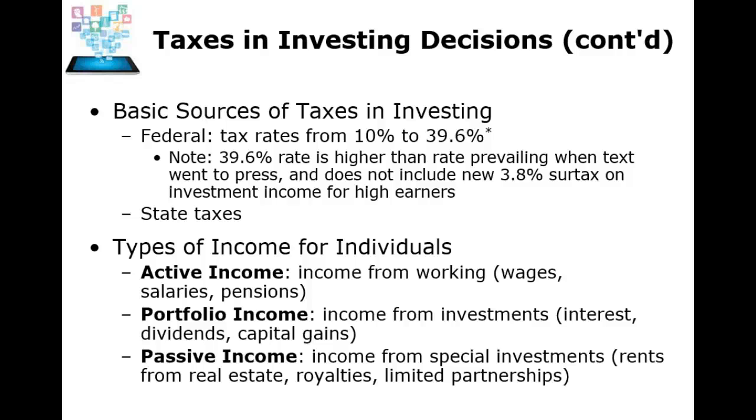And this is actively working: salaries and tips and even pensions. And you have your portfolio income, income from your investments: interest, dividends, and capital gains. Capital gains is basically, you buy the stock for one price, say $5. You sell it for $10 a share, or maybe sell it for $11 a share. That $6 difference is your capital gains, and you have to pay tax on that. You also have your passive income, which could be from rent on real estate, royalties on patents, or maybe a limited partnership.